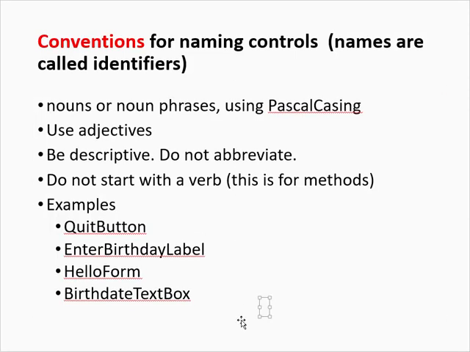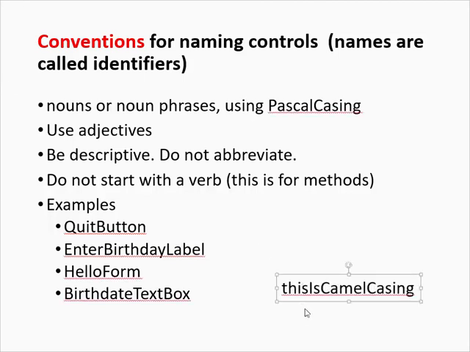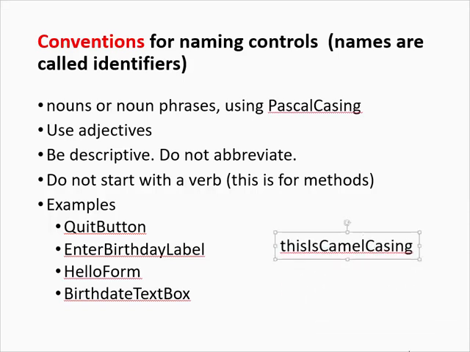Text box. This is camel casing. You see, camel casing has every word in the phrase starting with a capital, except the first word is not a capital. It's supposed to look like camel humps, and the humps are in the middle. That's why we call it camel casing. So some things will be camel cased and some will be Pascal cased.